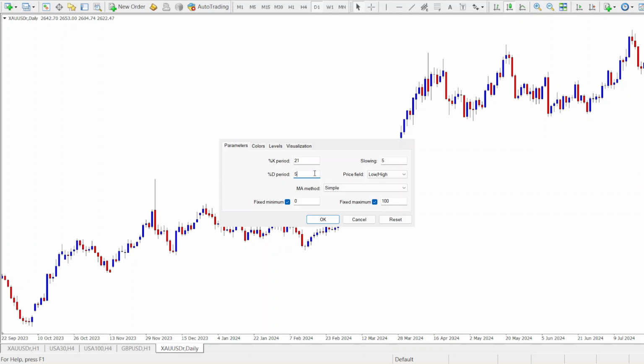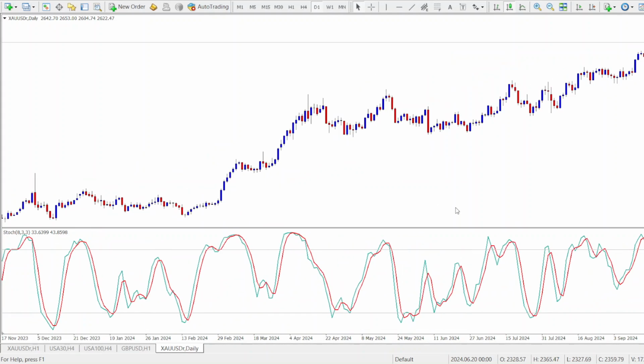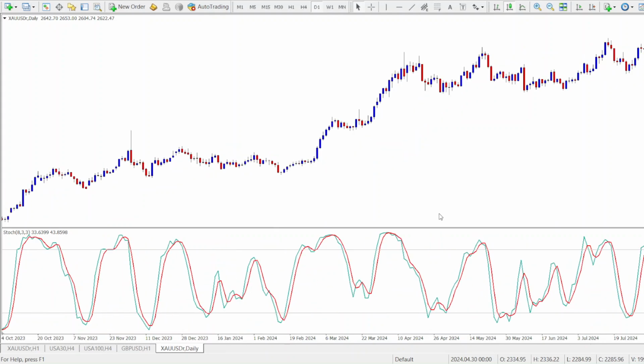So now the best stochastic settings for trading accuracy for the percentage K period, we're going to be using either 5 or 8, but let's just use 8. Then for the percentage D, we're going to use 3, and for the smoothing, we're going to use 3 as well. Now these adjustments can help you to catch more accurate buy and sell signals in overbought and oversold conditions. It can also help you reduce the number of false signals and market noise, and spot trend reversals with more precision.